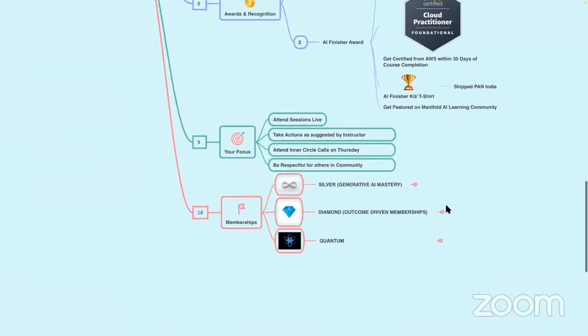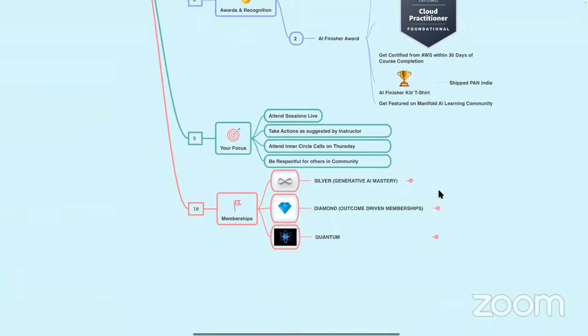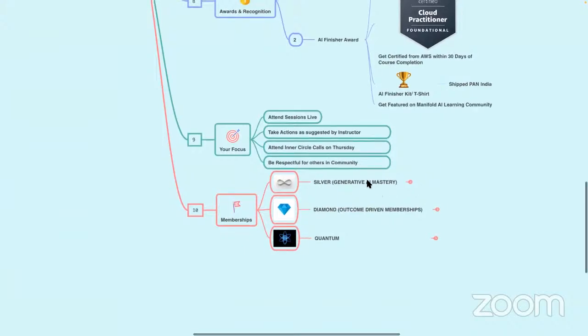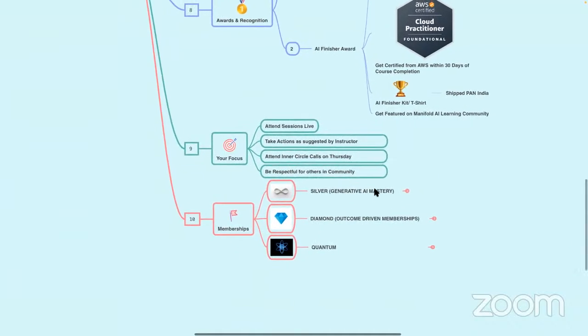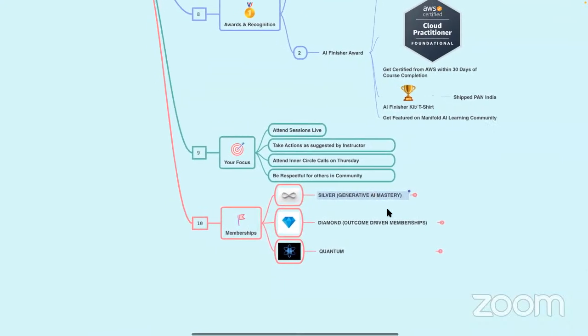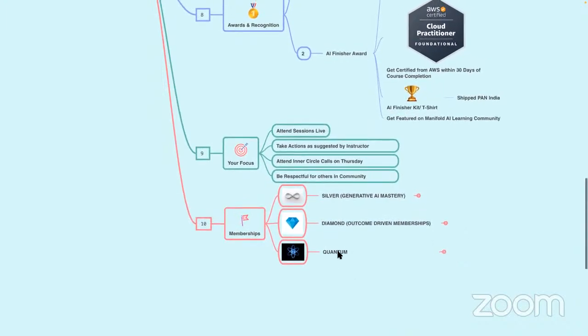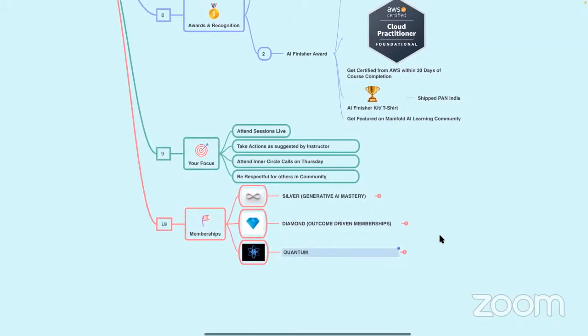Here at Manifold AI Learning, at a general high level, we've got three types of membership. One is silver membership, called the Generative AI Mastery 2024, which most of you have. We have our diamond membership, which is specifically for group learning, and currently there's a limited learner batch. And we also have a quantum membership, which is for people at the leadership level.